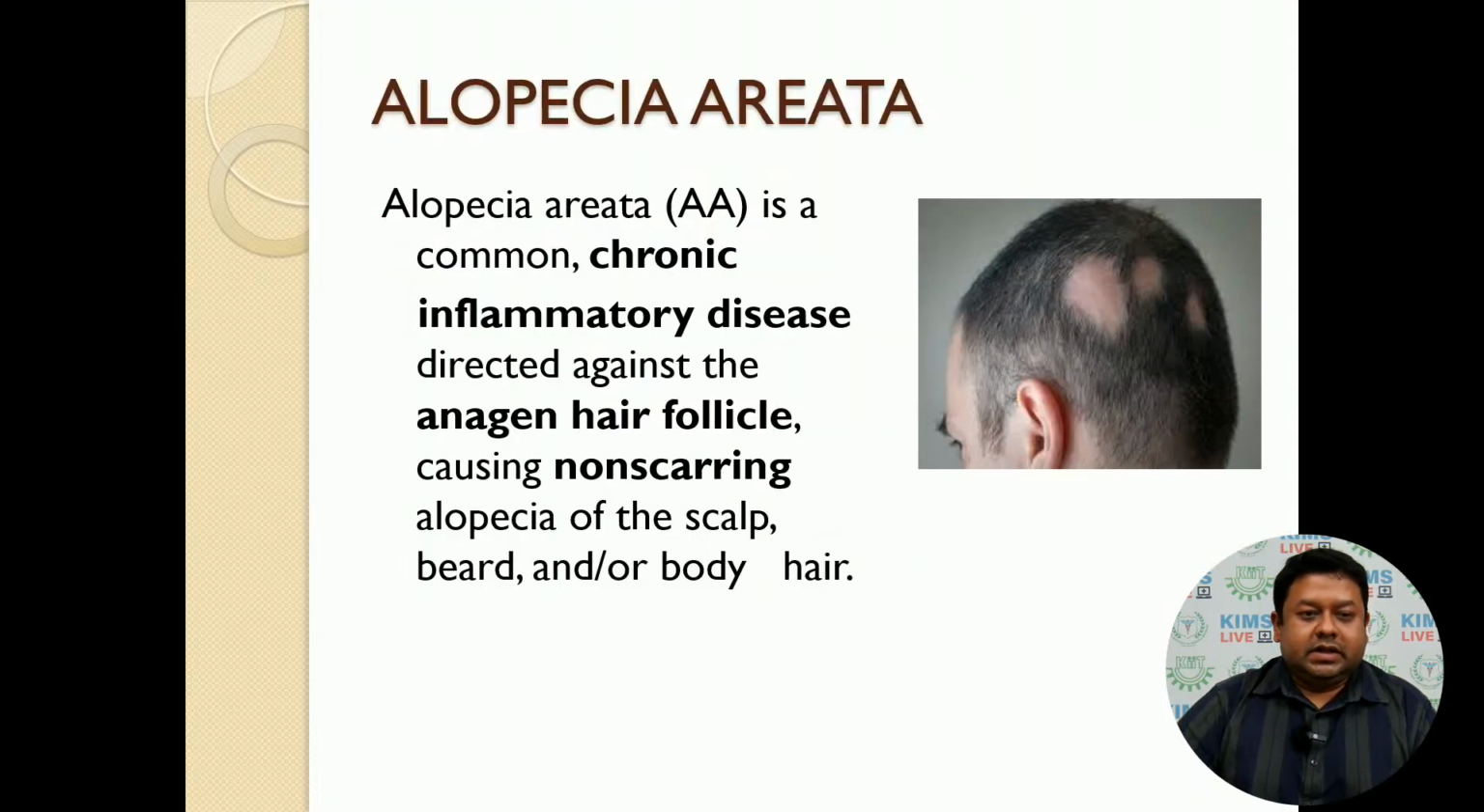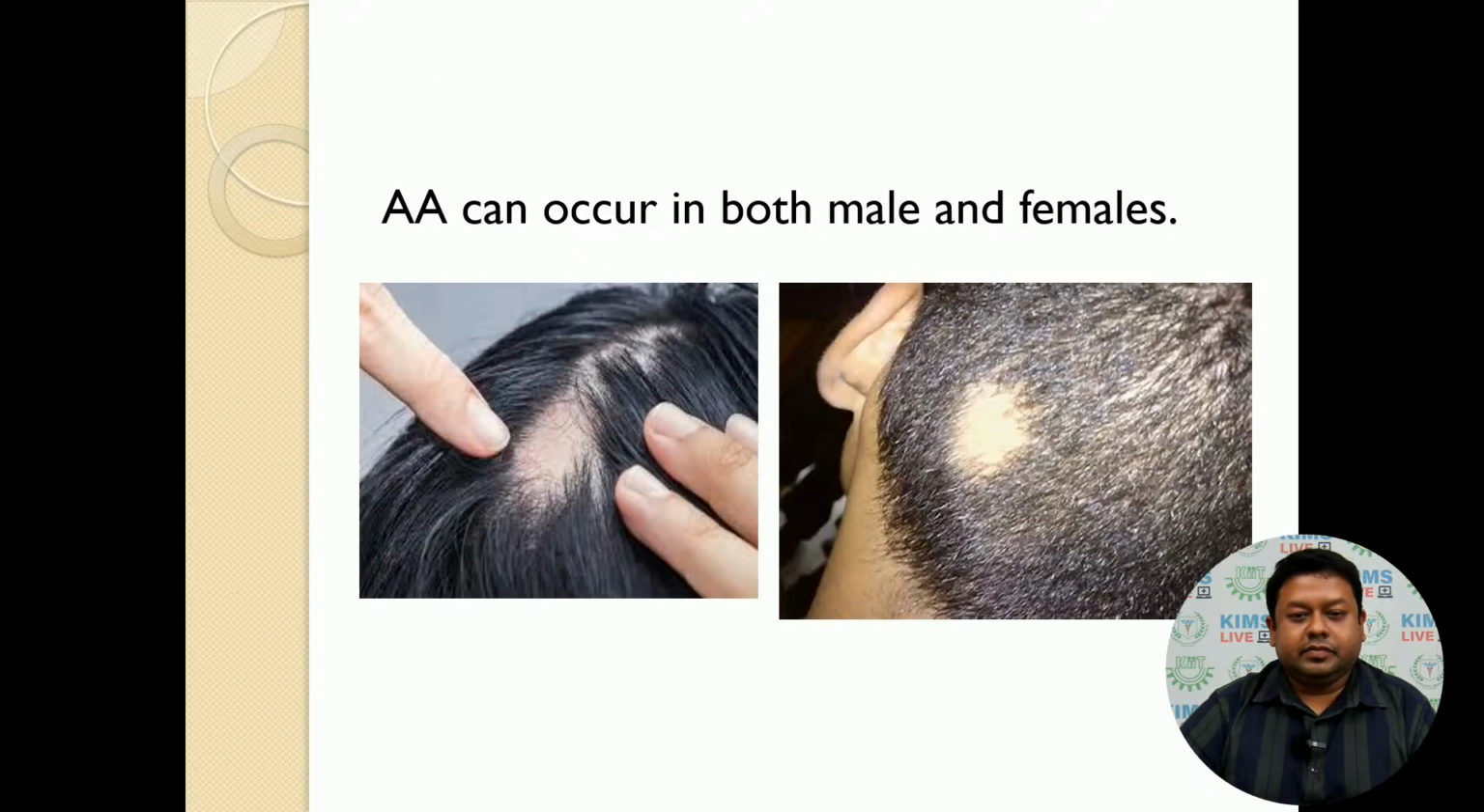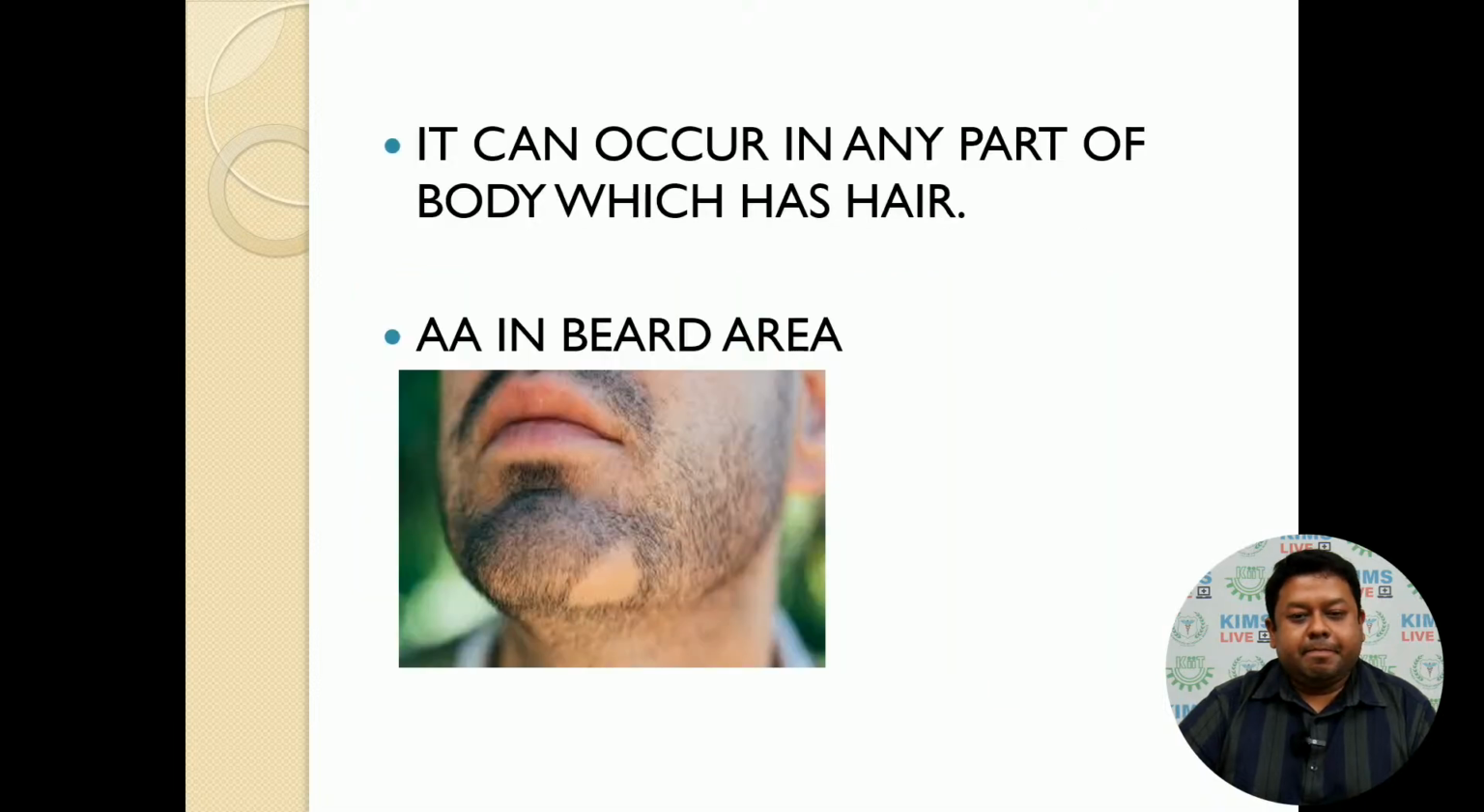We'll first discuss a little bit about alopecia areata. It is a common chronic inflammatory disease directed against the anagen hair follicle, causing non-scarring alopecia of the scalp, beard, and/or body hair. As you can see in the picture on the right side, there is patchy hair loss which may occur suddenly. It can occur in both males and females, and also in any part of the hair bearing area of the body, such as this is an example of beard area alopecia areata.